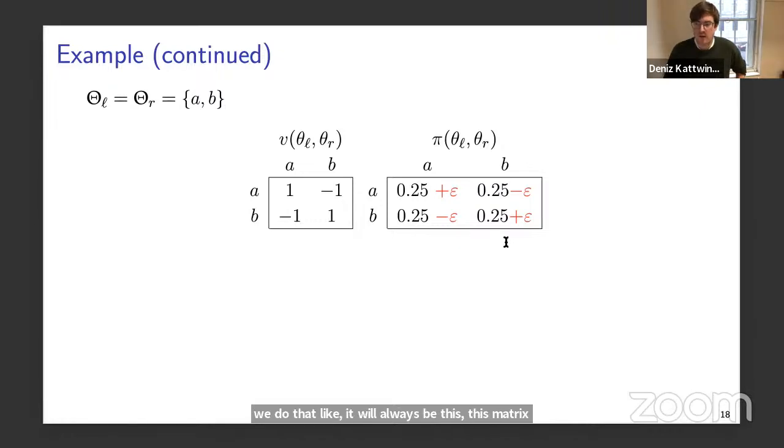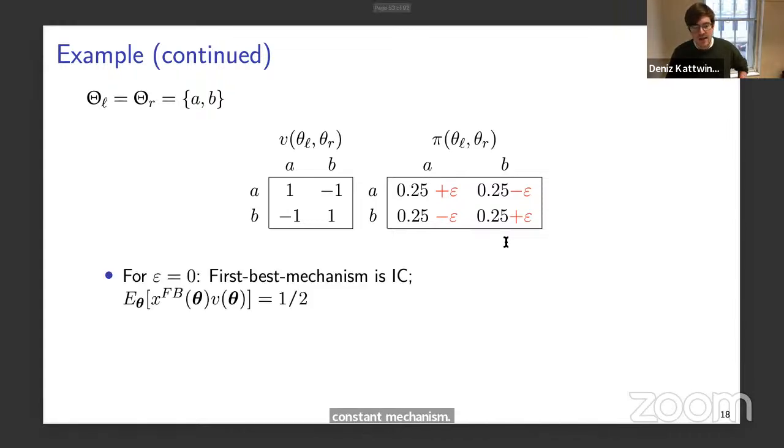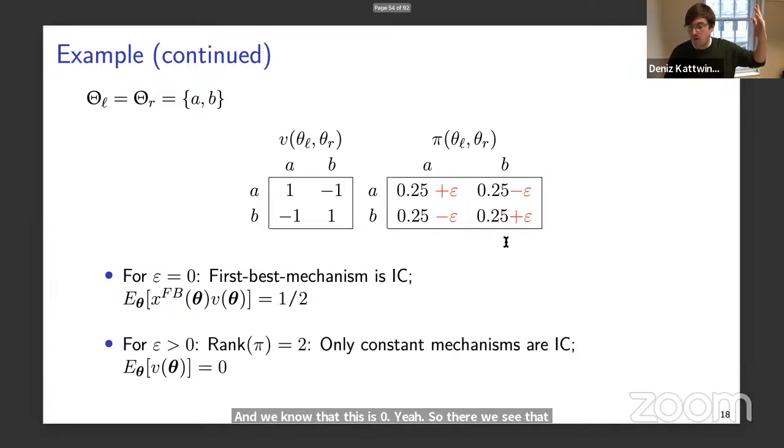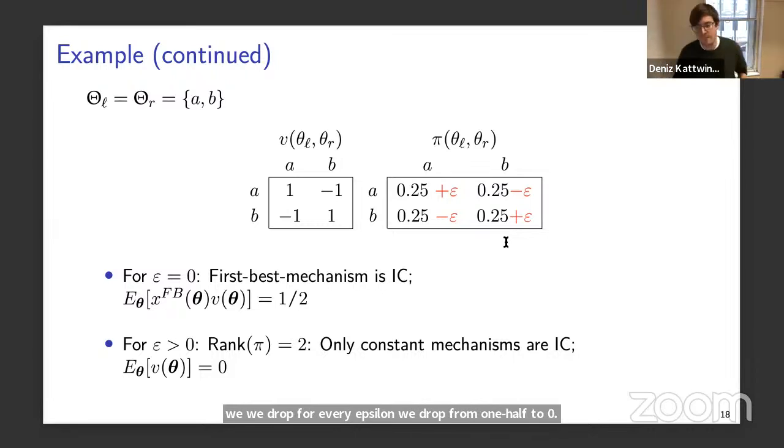And then we know from our characterization, the only thing we can do is the constant mechanism, and we know that this yields zero. So there we see that for every epsilon, we drop from 1/2 to 0. And we have the same discontinuity, just reversed. Okay.